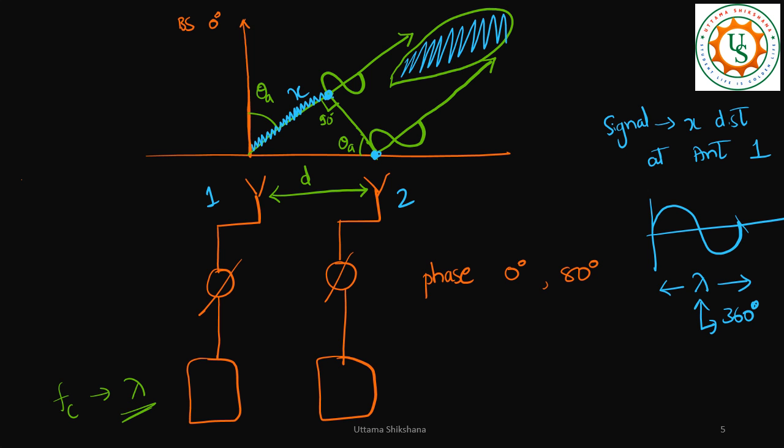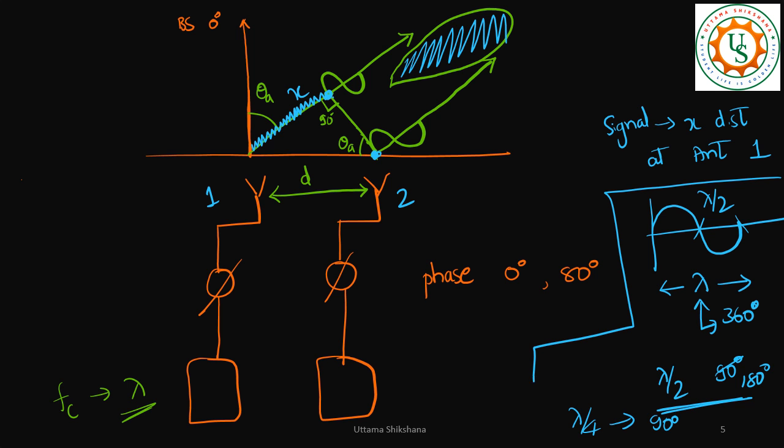So let's say the signal has traveled just lambda by 2 distance, which means it has already completed 180 degrees. Lambda by 4 would be 90 degrees. So, considering this basic concept, how do we ensure that the signal has traveled this much distance?